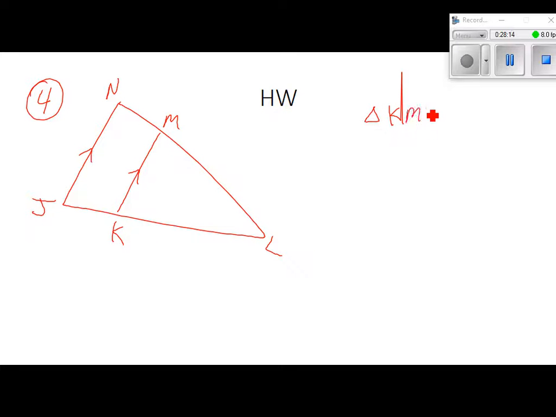KML. And it's similar to, remember, if these two are parallel, what do you know about these two angles? They're corresponding angles, so they have to be congruent. What do you know about these two angles? They're congruent. So when we match them up, we want to make sure we match them up that way. So K matches up to what? J. M matches up to N. And L matches up to L.